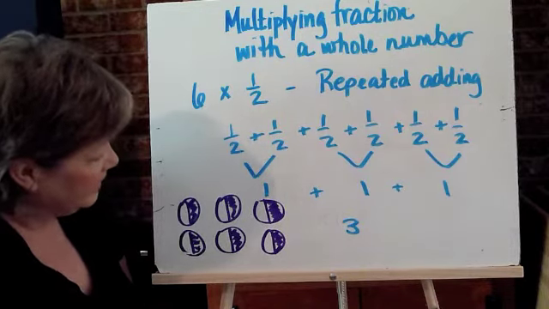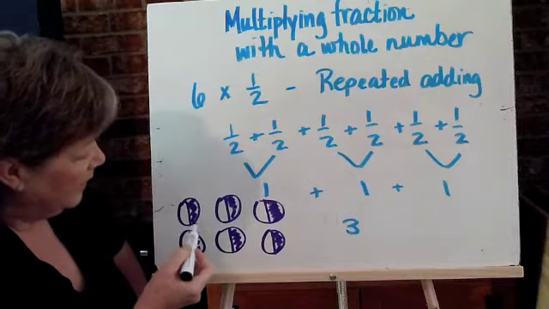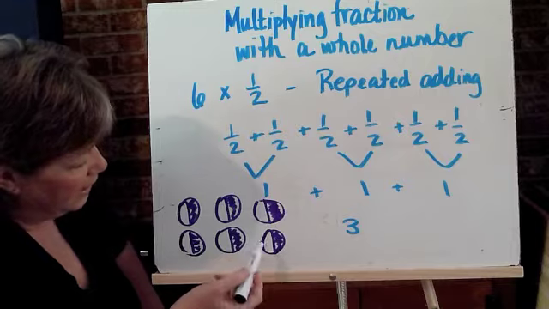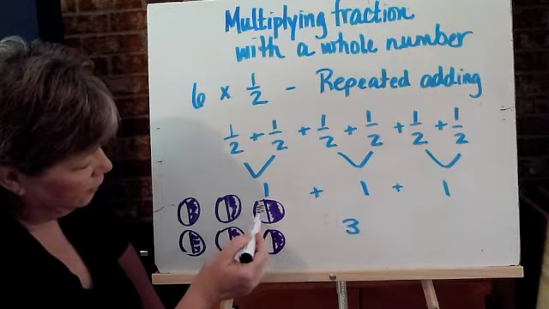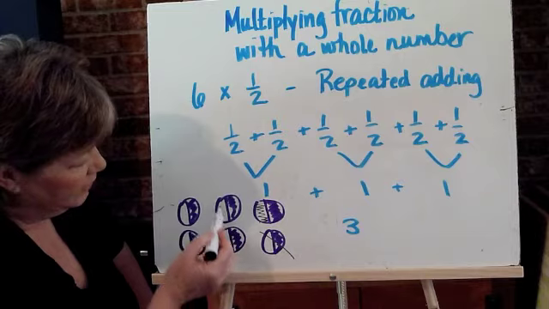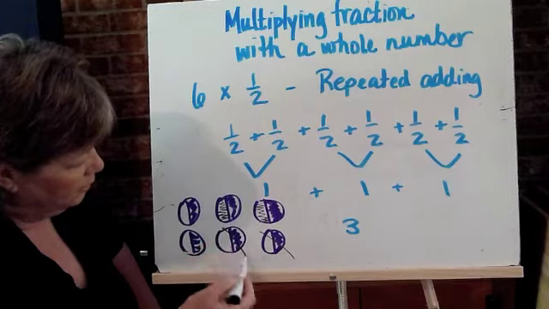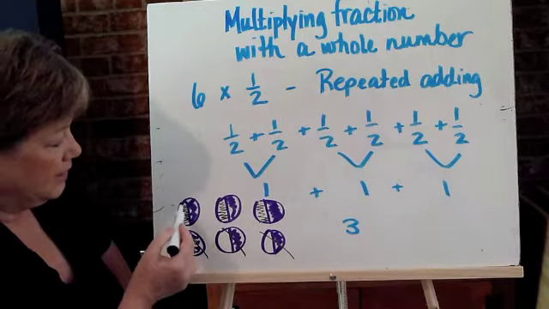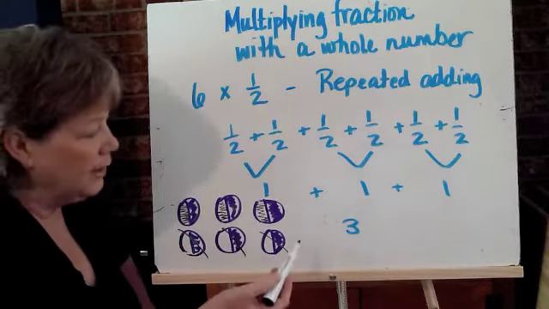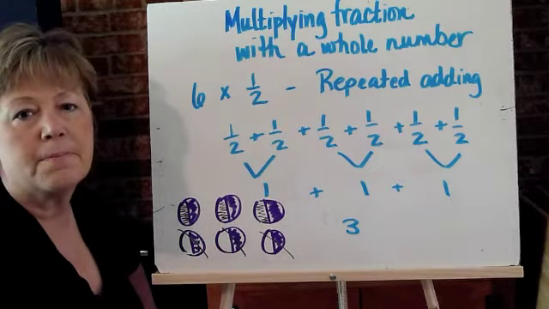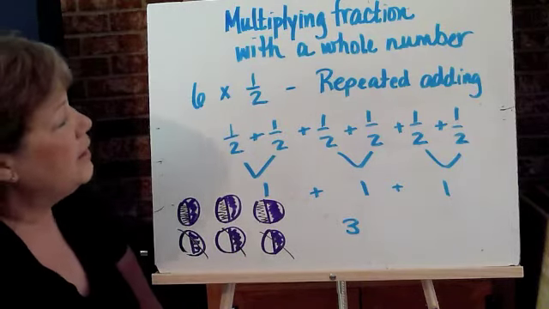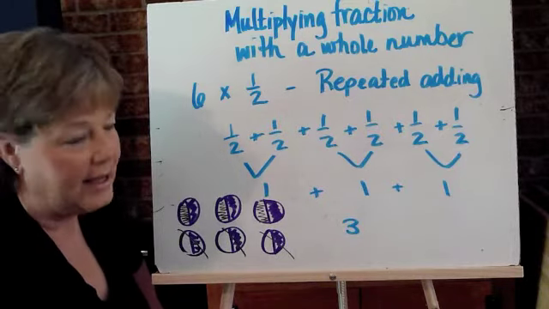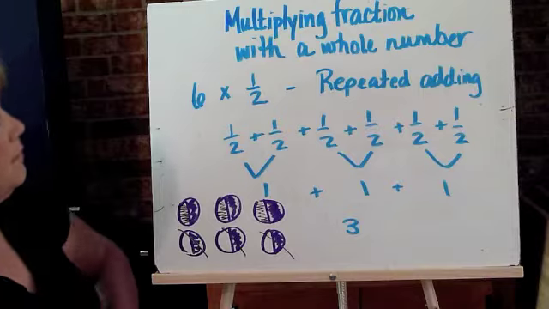I wanted you to see this visual also, that here are 6 halves. And if I take those and I move this half up here, get rid of that one. I move this one up here, get rid of that one. Move this one up here, get rid of that one. You can see the visual picture also here of 3 wholes. So again, 6 times 1/2, the repeated adding of 1/2 6 times, equals 3.